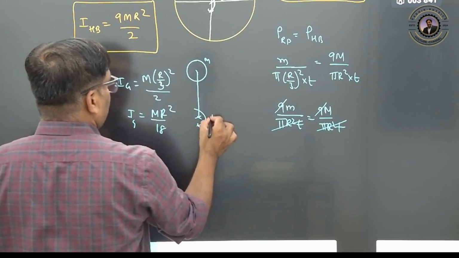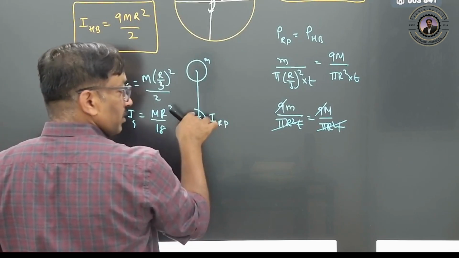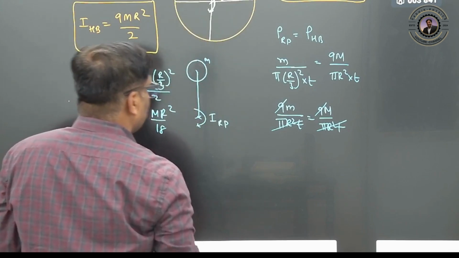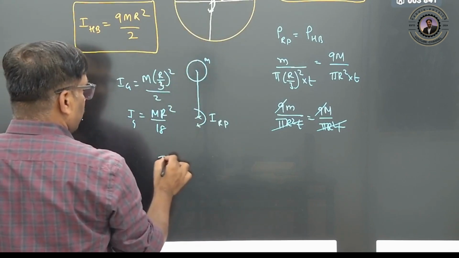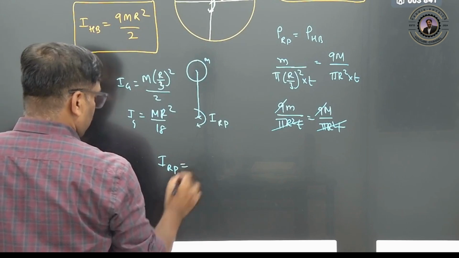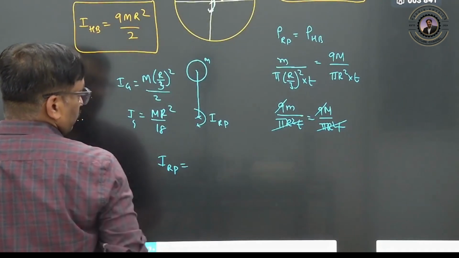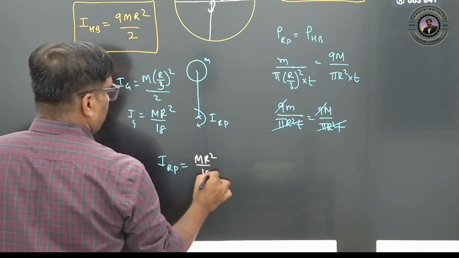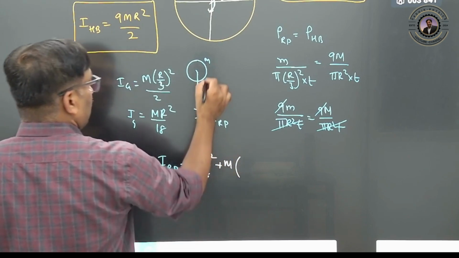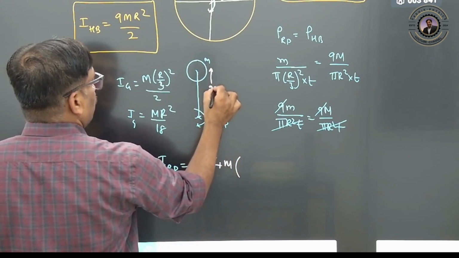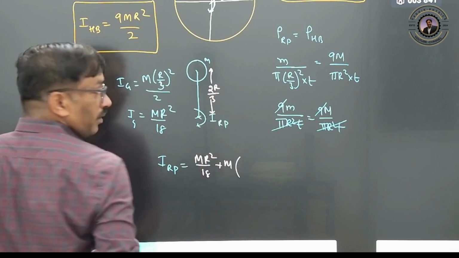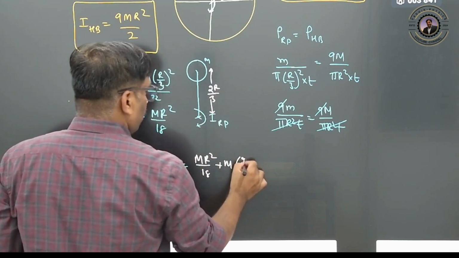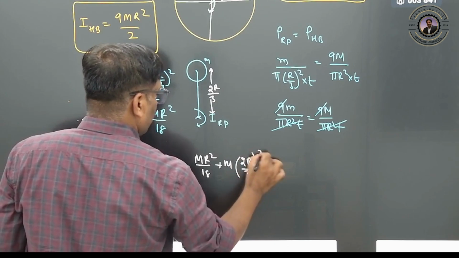We want to calculate the moment of inertia of the removed part here, at the center of this one. So the parallel axis theorem you can use now. Moment of inertia of the removed part, you can rewrite it as Ig, which is mr square by 18, plus m into the distance squared. Therefore this distance is how much now? 2r by 3. Clear? Therefore 2r by 3 whole square.